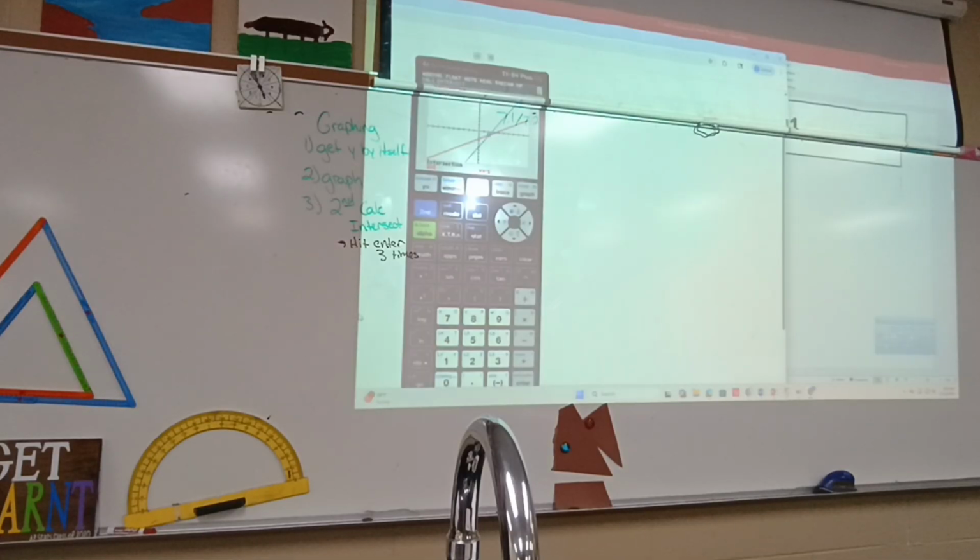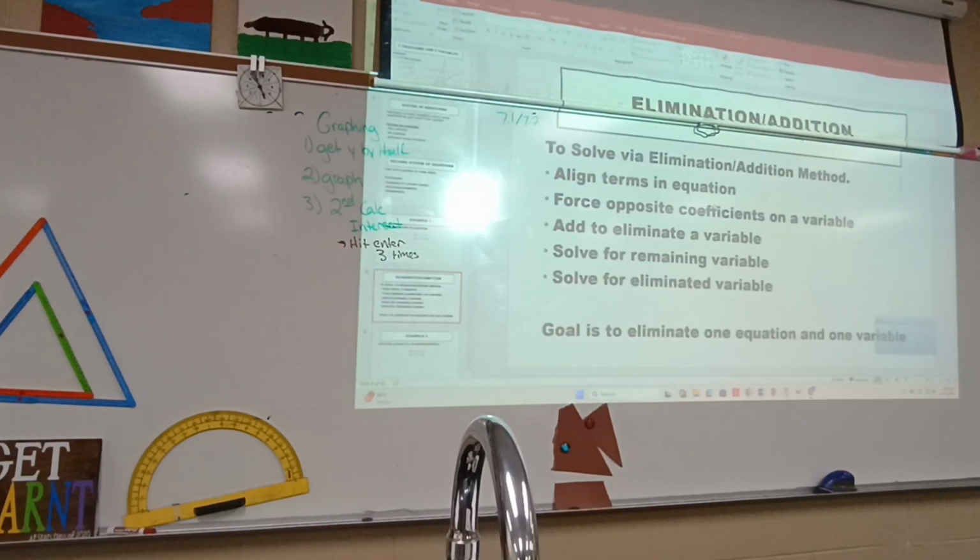All right, so we did that one. All right, let's do this one. To solve by elimination, align the terms, force opposite coefficients, add to eliminate, solve for the remaining variable, then solve for the eliminated variable. Goal is to eliminate one.